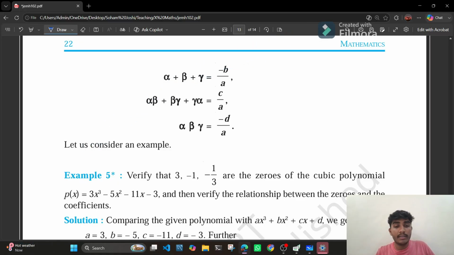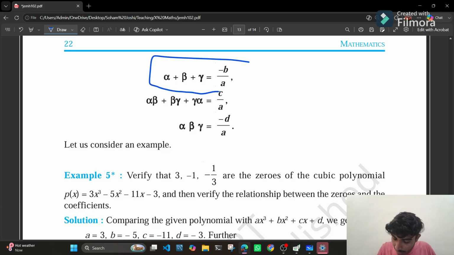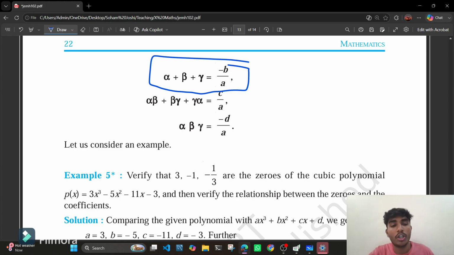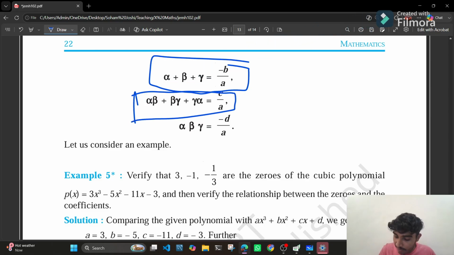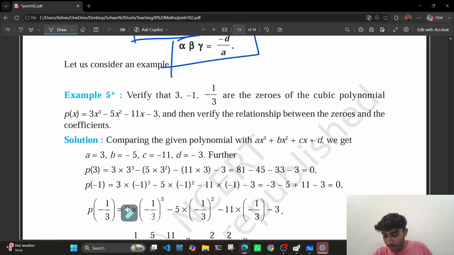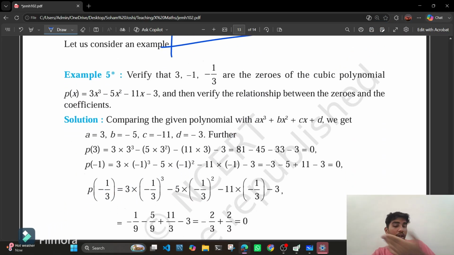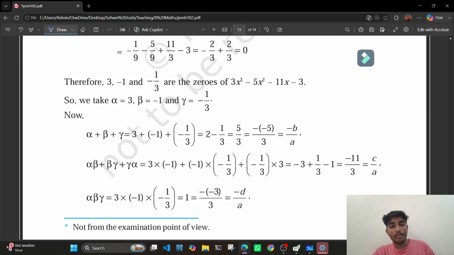In this we need to remember three things. That is the sum of the roots: alpha plus beta plus gamma is given by minus b by a. Then the sum of the products of the roots taken two at a time, alpha beta plus beta gamma plus gamma alpha, is equal to c by a, and the product of the roots, alpha beta gamma, is given by minus d by a. So this is the relationship between the zeros and the coefficients of the cubic polynomial.